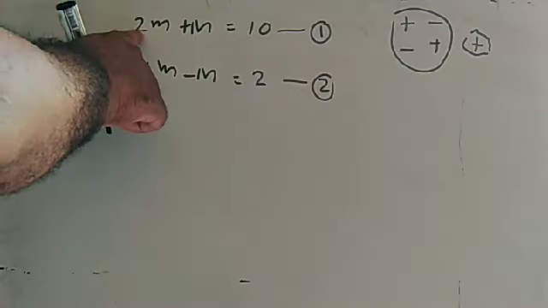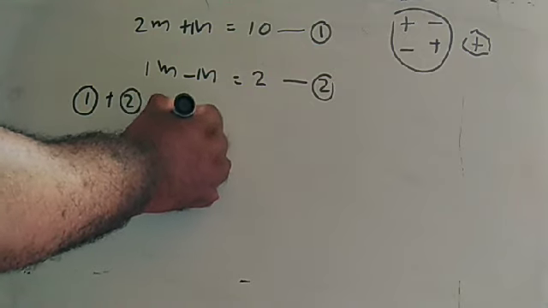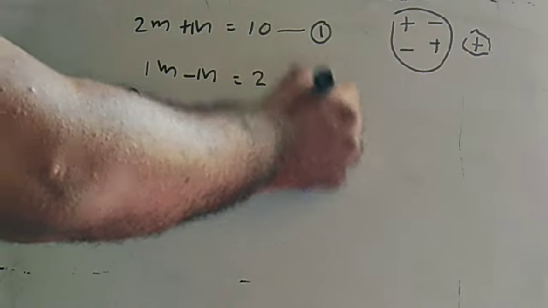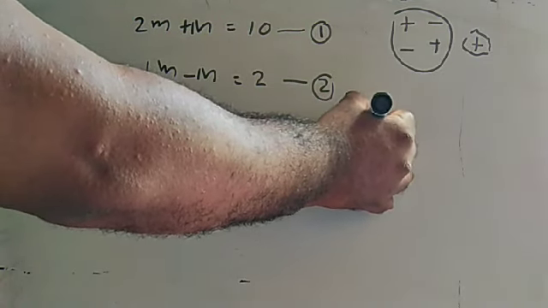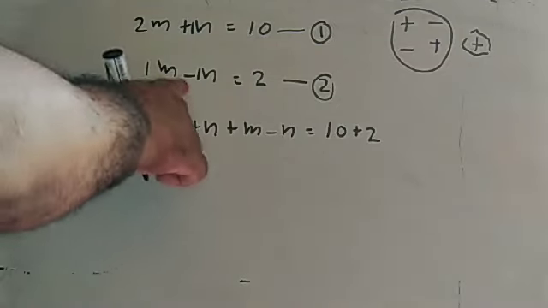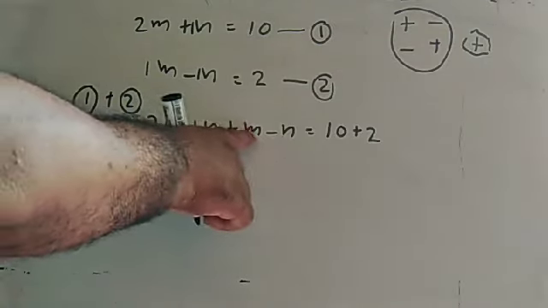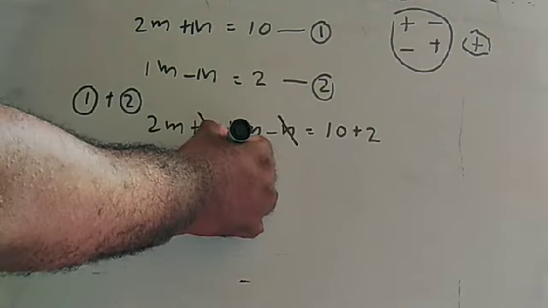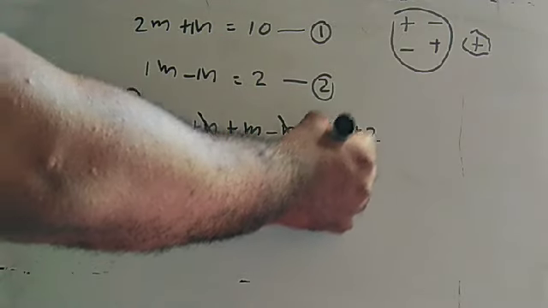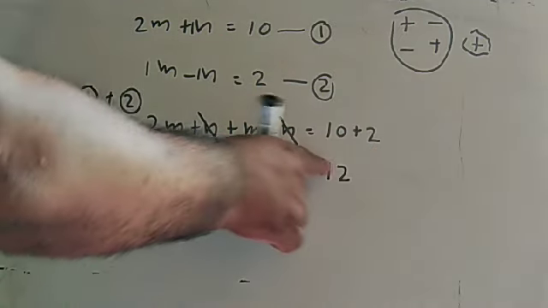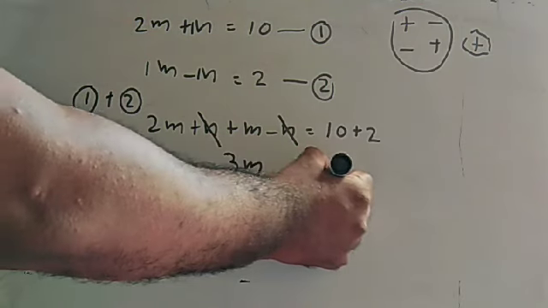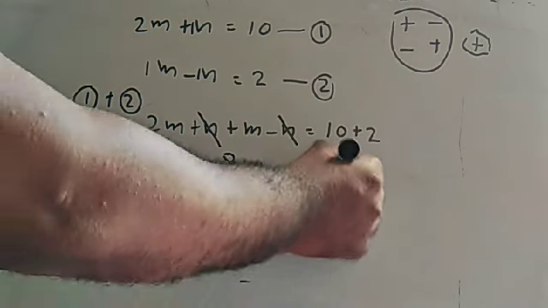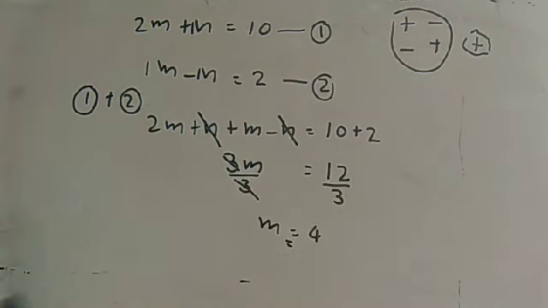Then when we add the left hand sides, 2m plus n plus m minus n is equal to 10 plus 2. Plus n and minus n cancel, remaining 2m plus m, 3m is equal to 10 plus 2, 12. Now 3m is equal to 12. Now divide both sides by 3. 3 and 3 cancel. M is equal to 12 divided by 3, 4. The value of m is 4.